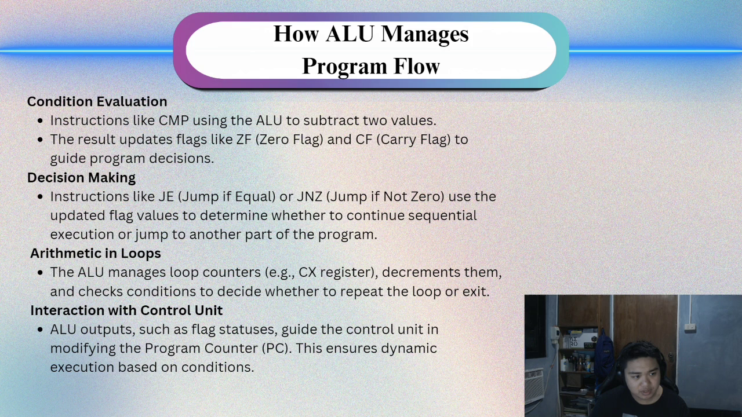Arithmetic in loops. The ALU manages loop counters, such as the CX register, decrements them, and checks conditions to decide whether to repeat the loop or exit. The interaction with the control unit: the ALU outputs, such as flag statuses, guide the control unit in modifying the program counter, PC. This ensures dynamic execution based on conditions.